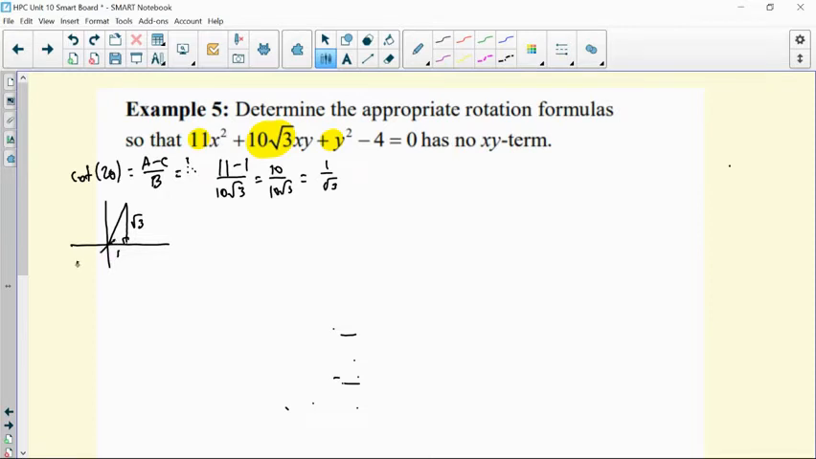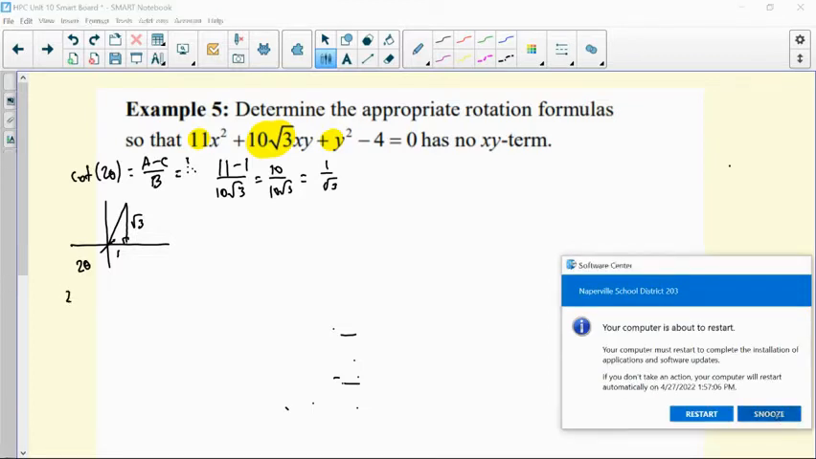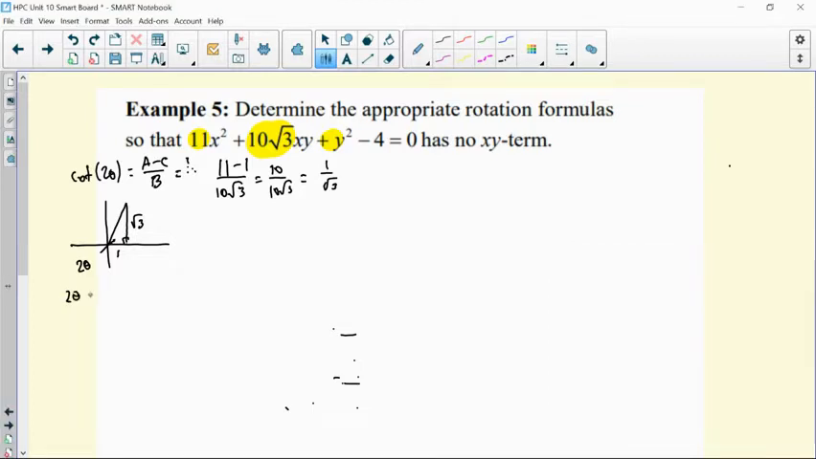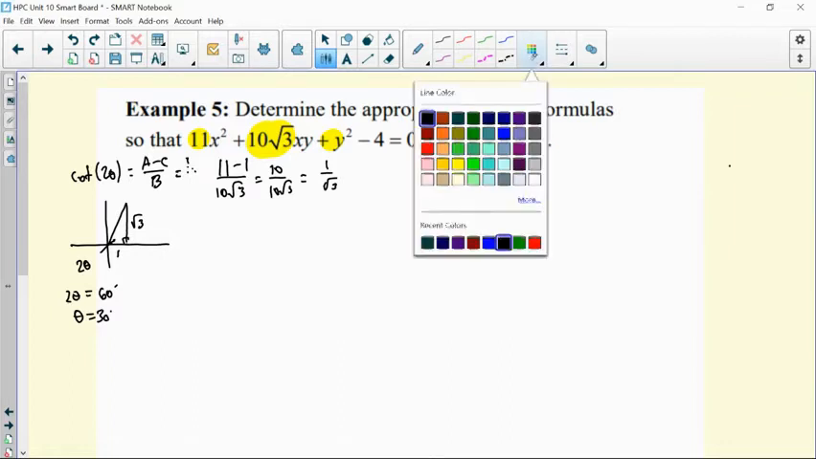That angle right there is 2 theta. And again, that's its cotangent ratio. So we know that 2 theta is equal to 60 degrees. So we know that theta is equal to 30. So knowing that theta is equal to 30 degrees, now we can apply the translation or transformation formulas.